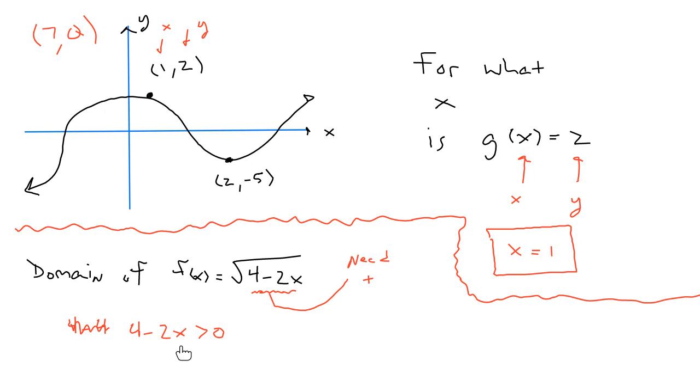And so from here, we'll solve that. So we can go like this. We can say 4 is greater than 2x, if I add 2x to both sides of the inequality, and then I'll divide both sides by 2. So I get like this. Okay. And then 4 divided by 2 is 2, so I'll get this.